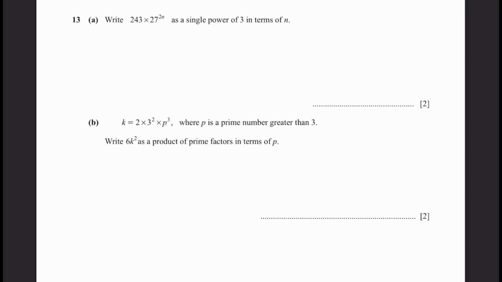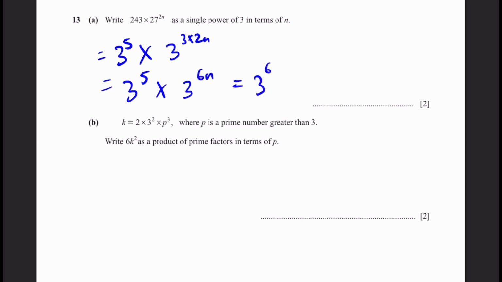Question 13, A. Write 243 times 27 to the power 2n as a single power of 3 in terms of n. 243 is 3 to the power of 5. And multiply by 27 to the power 2n, which is 3 to the power of 3 into 2n. That'll be 3 to the power of 5 into 3 to the power of 6n. That'll be 3 to the power of 6n plus 5. And that is our answer.